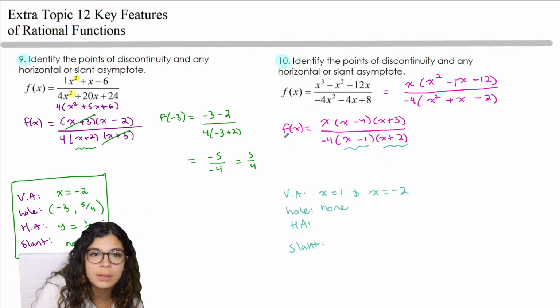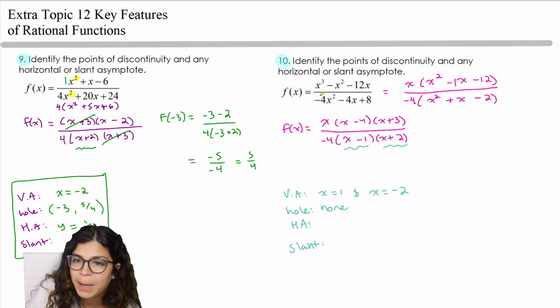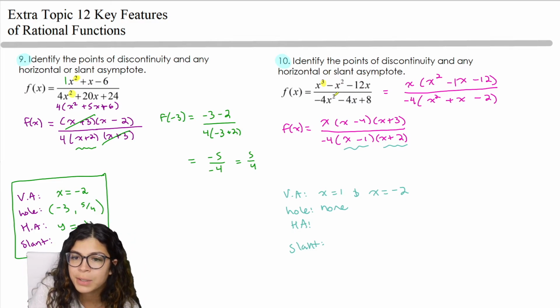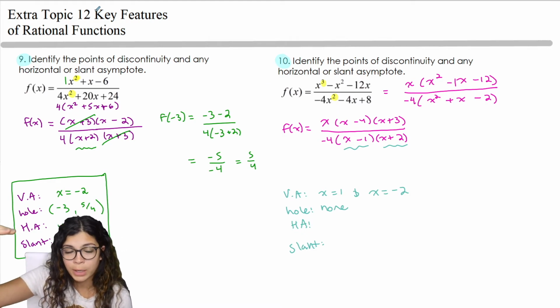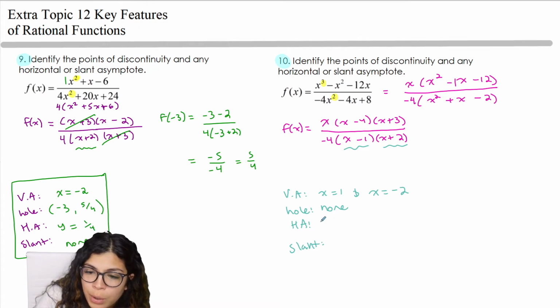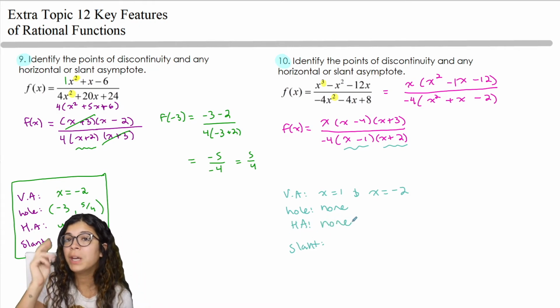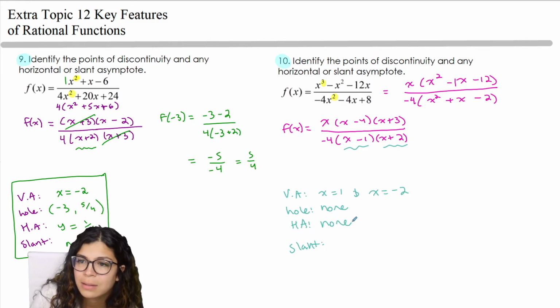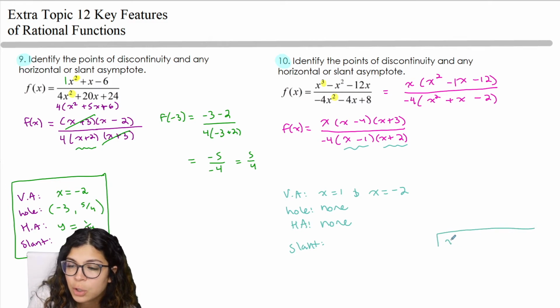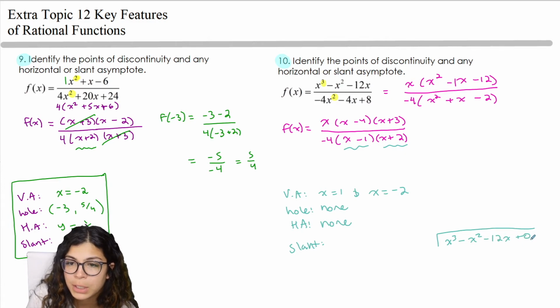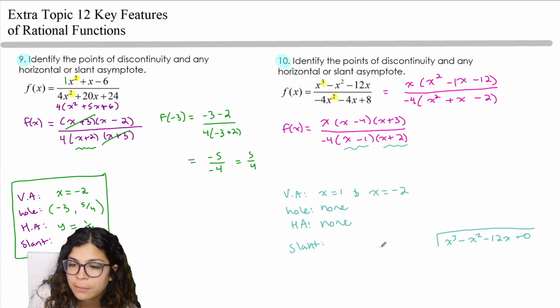Now, horizontal asymptote, let's take a look at the powers. The numerator power is 3, the denominator power is 2, so the higher power is in the numerator, which means there is no horizontal asymptote. Now it's bigger by 1, so there's a slant. Let's find the slant, so I'm going to divide. I'm dividing x cubed minus x squared minus 12x, and then I need to put a 0 as a placeholder for the constant, by -4x squared minus 4x plus 8.